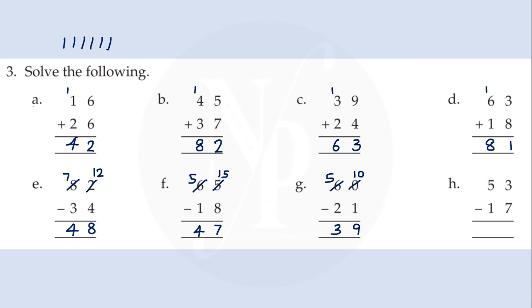39 is the difference. Coming to H, we have 53 minus 17. So we have to subtract 7 from 3, which is not possible. We have to regroup. We will make this 5 as 4, and now this 3 can be made as 13. Now subtracting 7 from 13, you get 6. And subtracting 1 from 4, you get 3. 36 is the required difference for this.